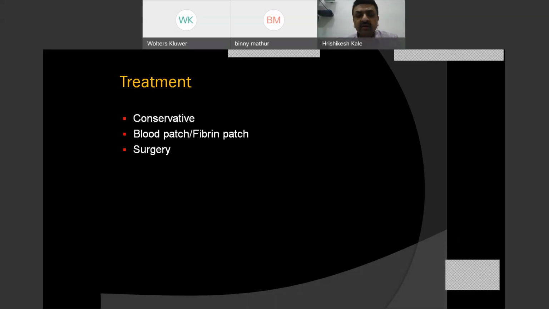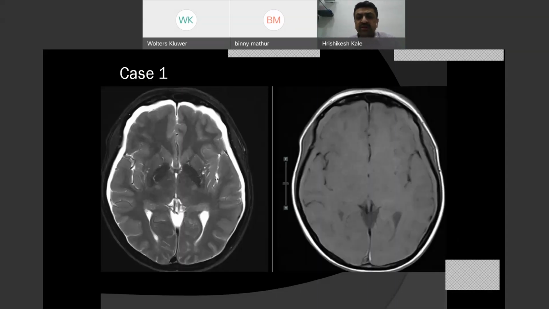And then the fourth way of treatment is by surgery. If there's a large rent in the dura, these patients can get operated and the dural tear can be repaired. So let's go over some of these cases which we have seen in our hospital. So this is the first case.